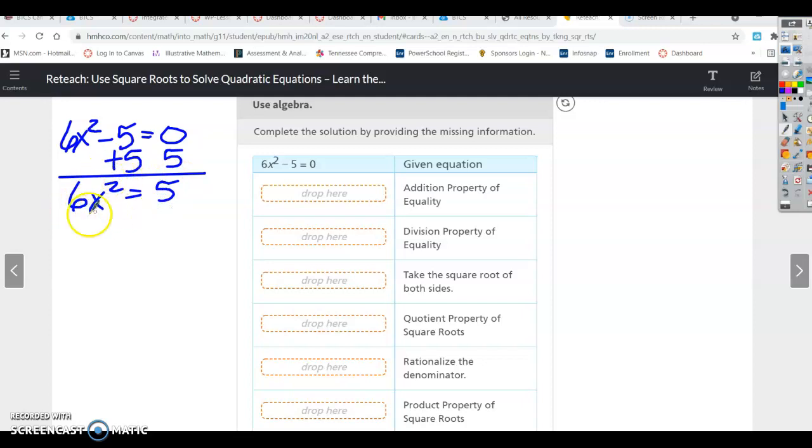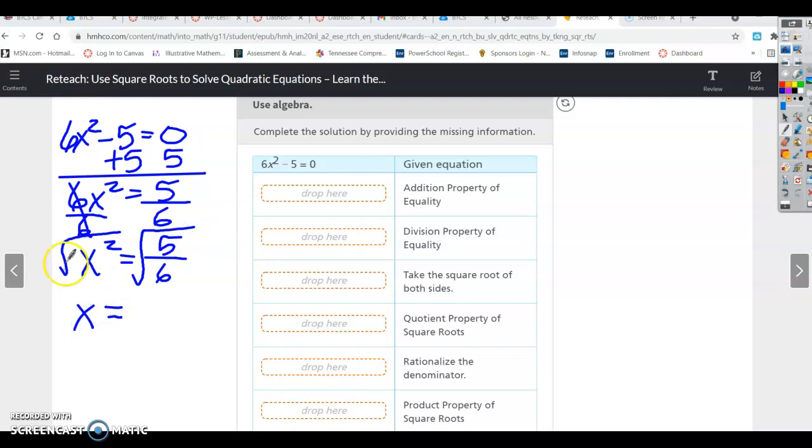And then we have to get rid of this 6, so we have to divide because that's multiplication. So to undo multiplication, we divide. And we have x squared equals 5 over 6. Now, x squared, the inverse, or what will undo something squared, is the square root. So we're going to take the square root of both sides. So we're going to have x equals, and when we take the square root of an unknown, we don't know if that was positive or negative. So we're going to have plus or minus the square root of 5 over 6.